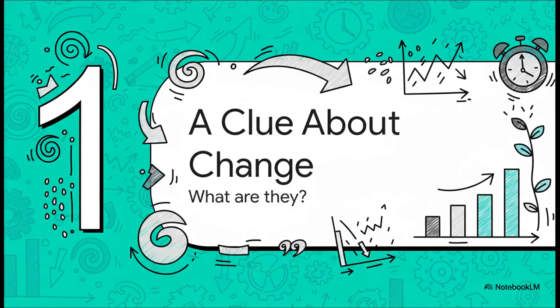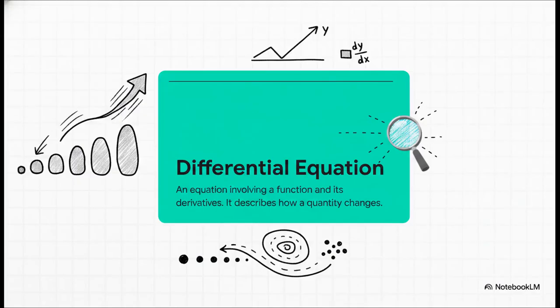Okay, so let's start by examining our most important piece of evidence. What in the world is a differential equation, anyway? At its heart, it's really just an equation. But it's a special one, because it contains a function and its derivatives. So if we say y is a population of rabbits, then dy/dx is how fast that population is growing. This equation connects the two. It's a direct clue about the dynamics of change.